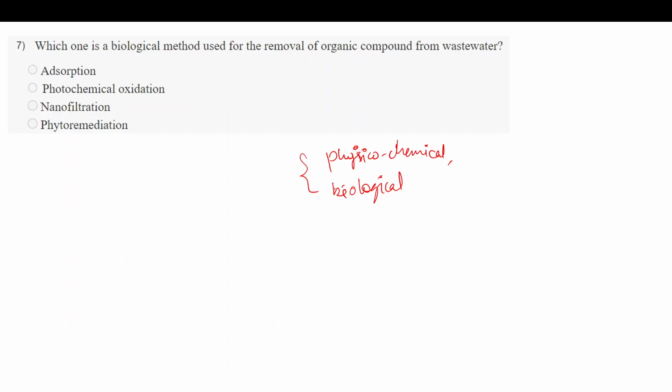These are a few types of process, depending on the process type, for example, the mechanism of removal. Based on the mechanism of removal, the processes could be divided into physico-chemical and biological. Biological are nothing but those which involve microbes, or any living organism, for the removal of organics.